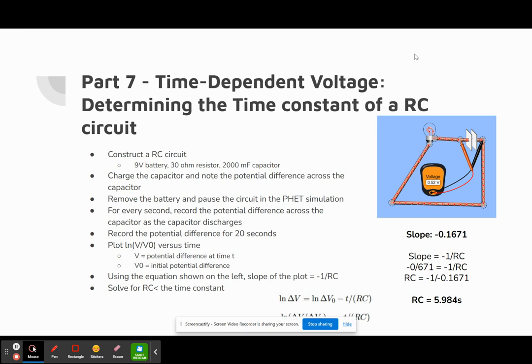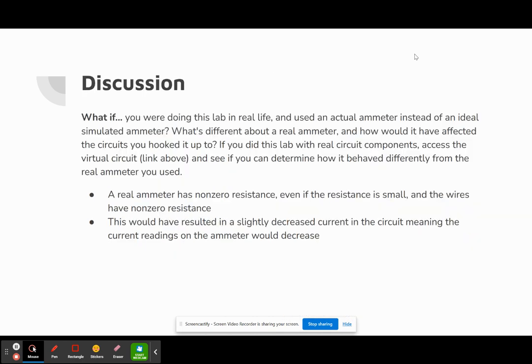For part 7, the time-dependent voltage, determining the time constant of an RC circuit, we constructed an RC circuit with a 9 volt battery, 30 ohm resistor, and 2000 mF capacitor. And as we computed it, our slope is equal to negative 0.1671. Our slope is equal to negative 1 over our RC, which means that our RC value is equal to 5.984 seconds.